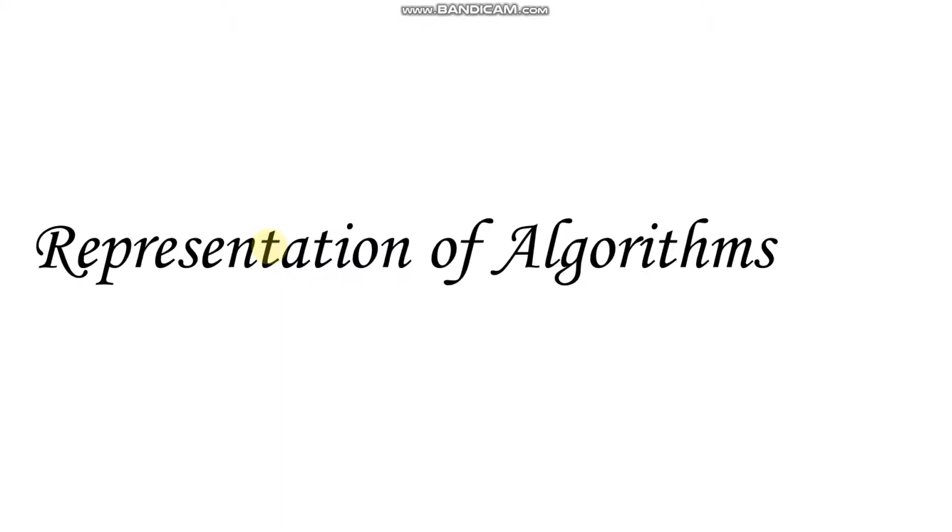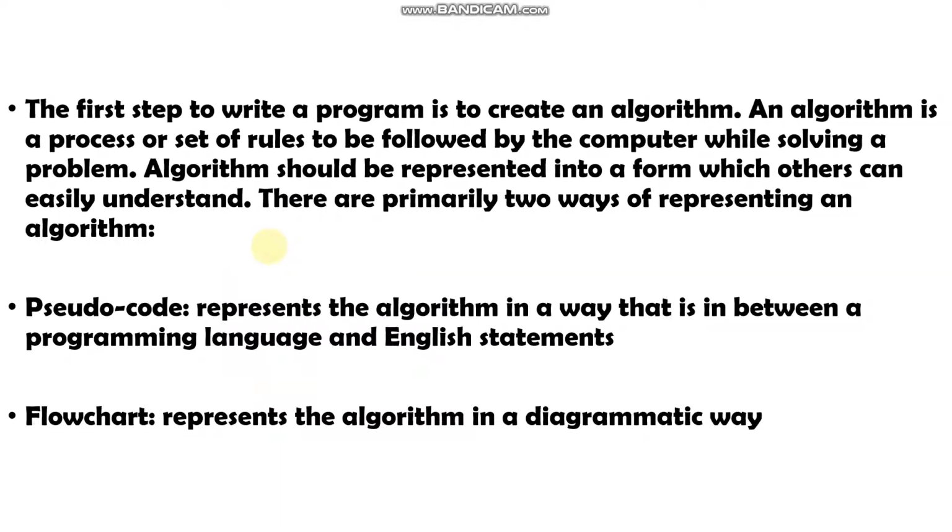There are primarily two ways of representing an algorithm. One is pseudocode and another one is flowchart. Pseudocode represents the algorithm in a way that is in between a programming language and English statements. And a flowchart represents the algorithm in a diagrammatic way.